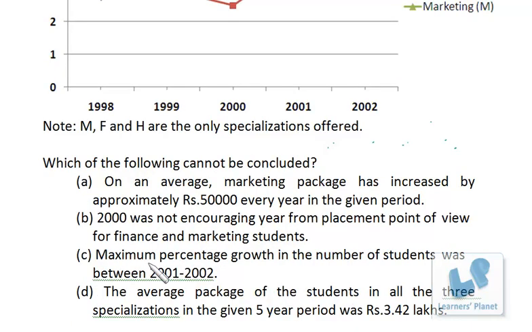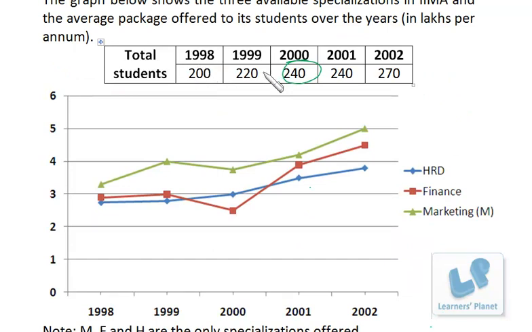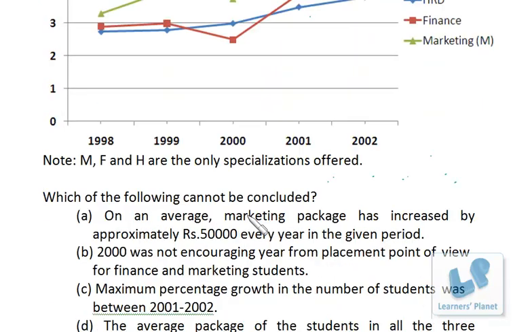Okay. Maximum percentage growth in the number of students was between 2001 to 2002. So let's see. From 98 to 99, it's 20 over 200. So that's 10%. Here, 20 over 220. So that's around 9%. In case of 2001 and 2002, that's 30 upon 240. So that's 12.5%. So even this is correct.